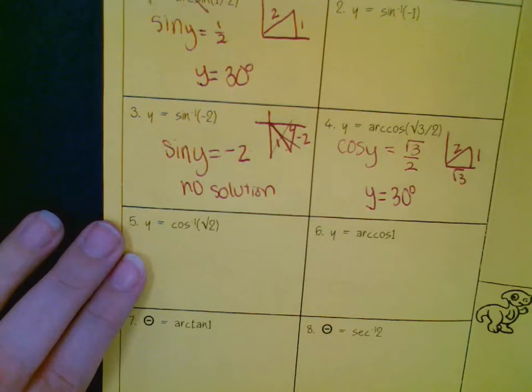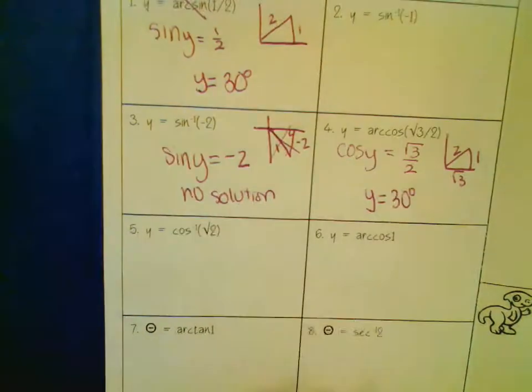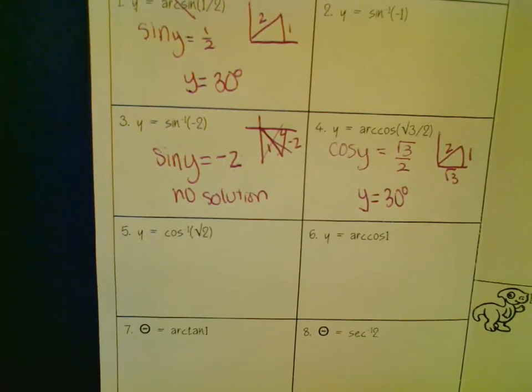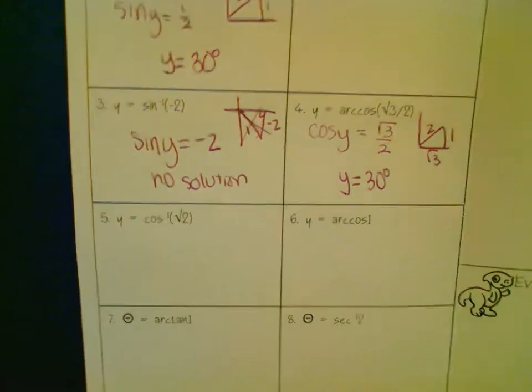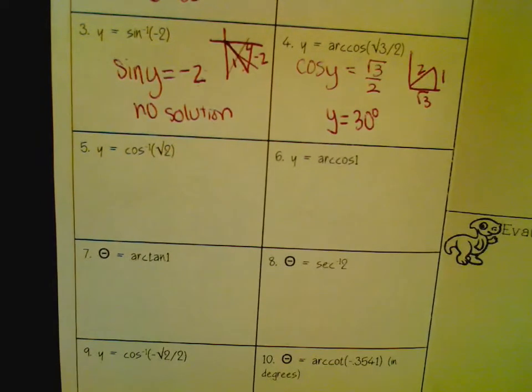Okay, so why don't you guys try the rest of those examples on this page, 1 through 10, and then we will go over the answers when you come back. Number 10, you'd have to use your calculator for that one. Okay, so go ahead and pause, and when you come back, we'll talk about the answers.